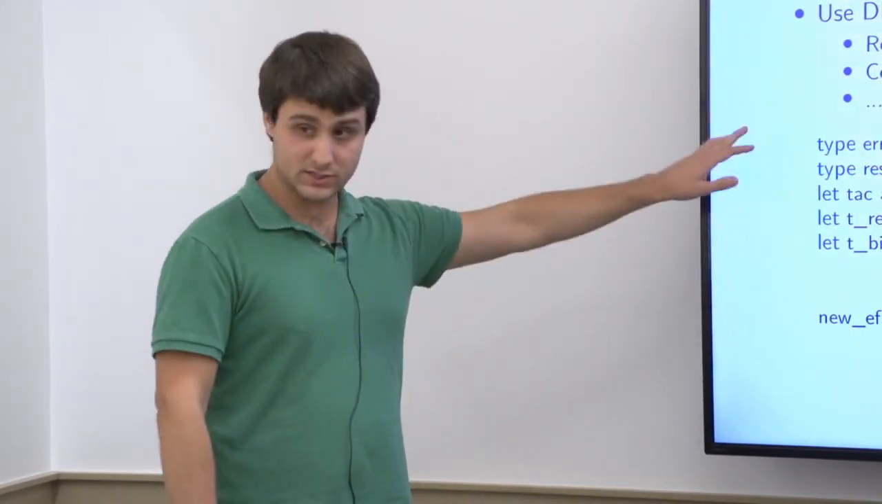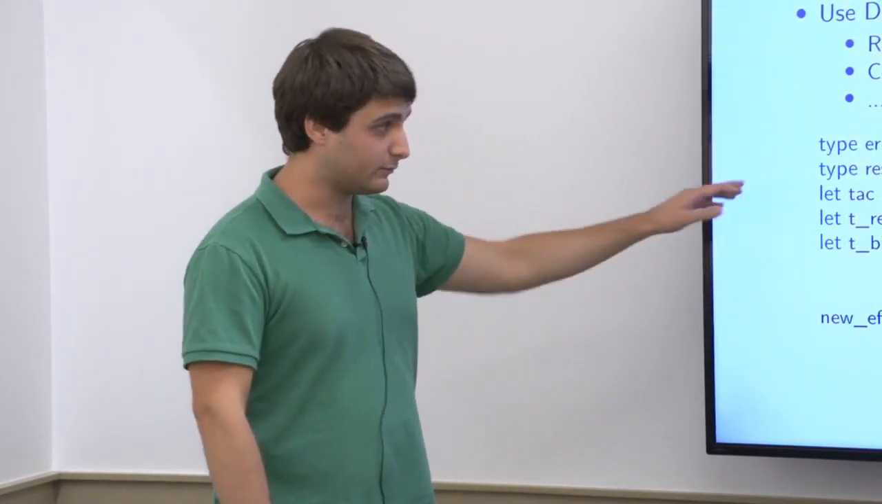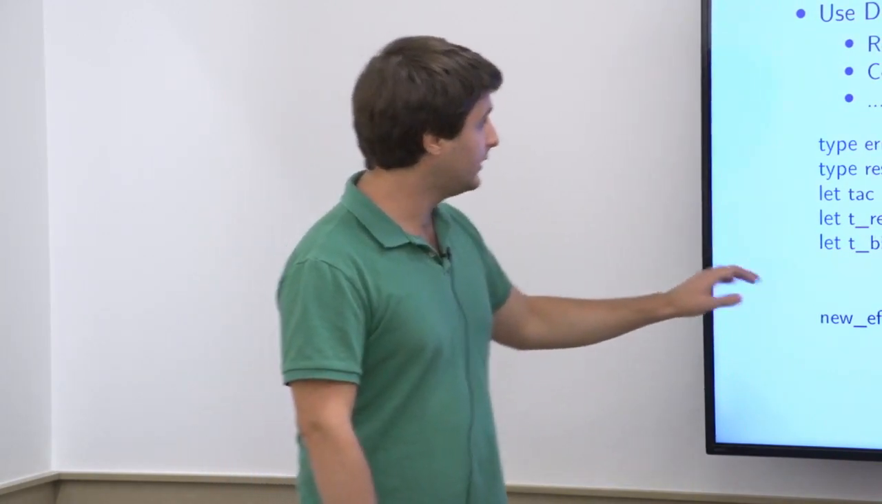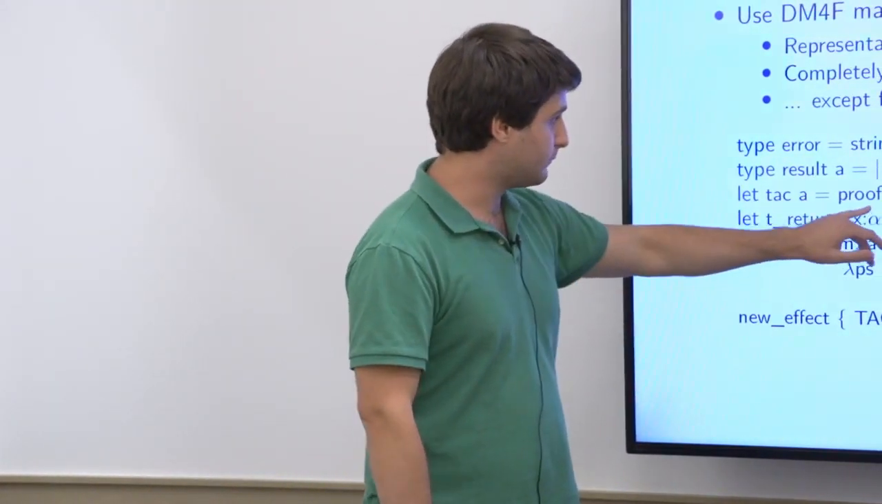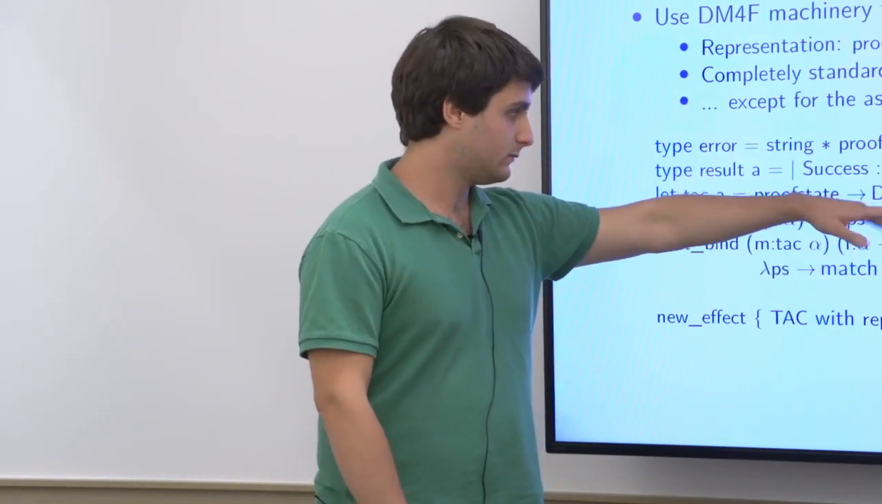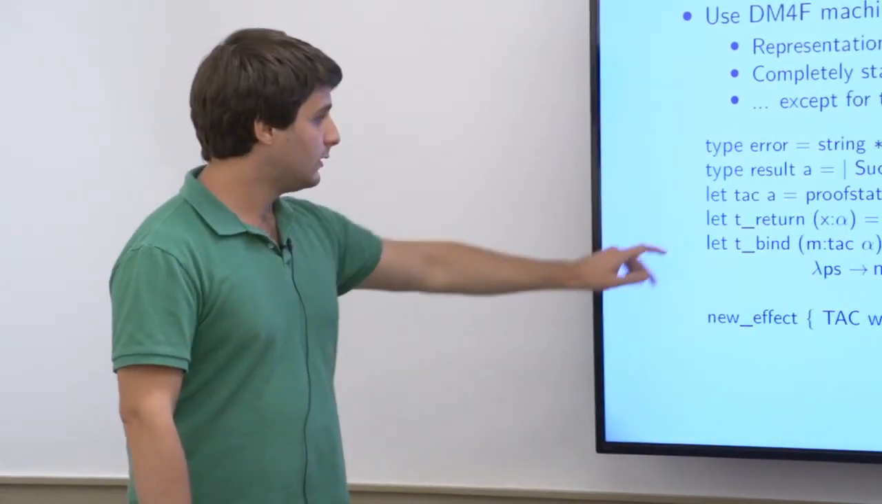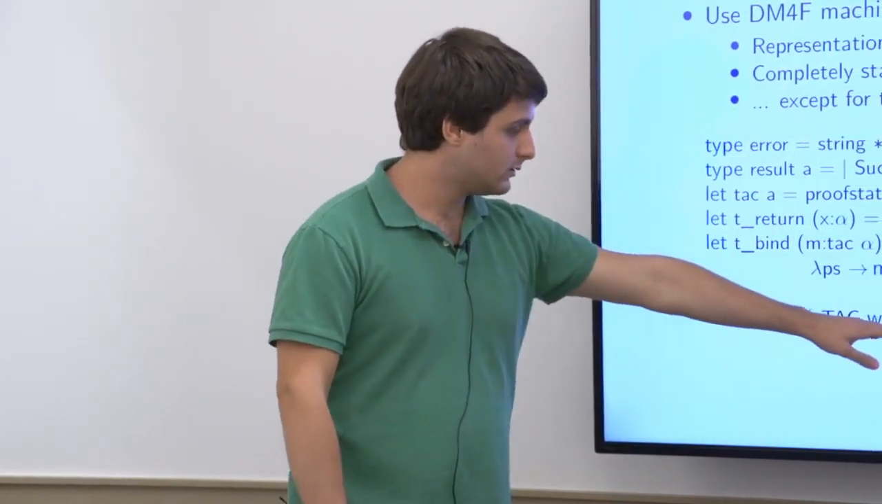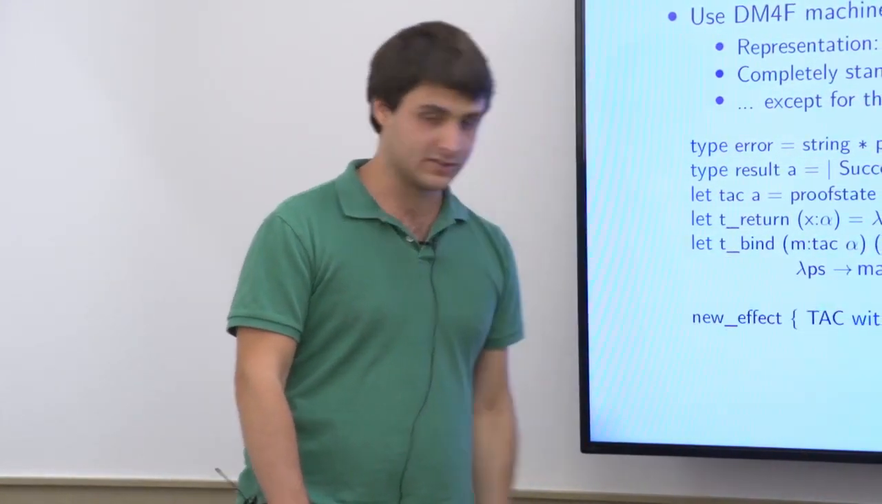So this is the actual definition. It's a bit cleaned up for the slide, but not very. It's defining a monad from proof state into result, which is success or failed. It's basically a state monad with exceptions. Return and bind, and then you say new effect, Tac, has this representation, this return, and this bind, and then boom, we get a new effect Tac into the language with this representation.